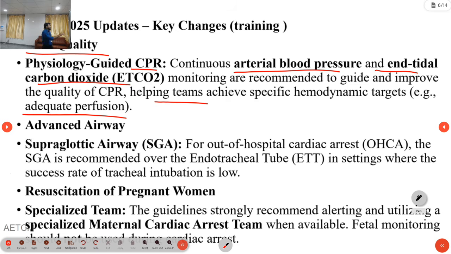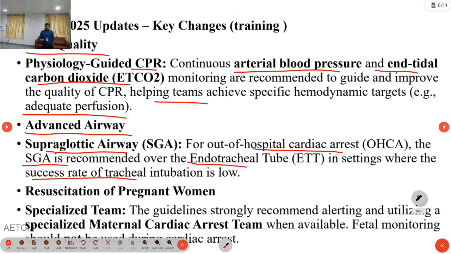Then advanced airway, so supraglottic airway usage. For out of hospital cardiac arrest, OHCA, the supraglottic airway is the recommended option over the endotracheal tube in settings where the success rate of tracheal intubation is low. So they were saying it's better to go ahead with supraglottic airway device usage, that is LMA usage, in settings where endotracheal intubation success is low, especially outside of the hospital.